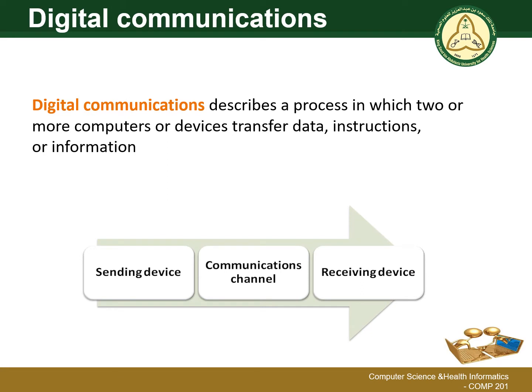Now, since we talk about digital communication, that means we have to send data from one part to another part. There is a sending device and a receiving device, and in between there is a communication channel. So digital communication means a process in which 2 or more computers or devices transfer data, instruction, or information. Therefore, we need a sending device, we need a receiving device, and in between there is a communication channel that will send the data and receive the data through.